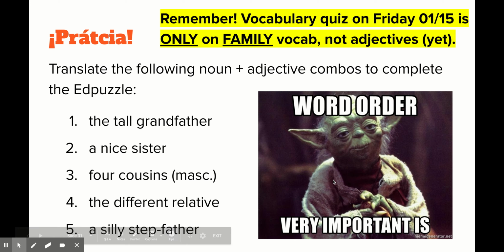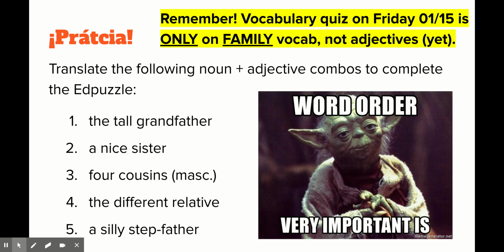Okay, the very last thing that you're going to do for me is you're going to do a little practica on the Ed Puzzle. But before you do the practica, listen closely. Remember, chicos, I have made the announcement. Everybody knows this. You have a vocabulary quiz this Friday, the 15th, and it is on only the family vocab, not adjectives yet. So don't worry about studying these adjectives just yet. I want you to focus this week on those family words, but you should definitely start studying adjectives too. Eventually you will be quizzed on them, but this Friday is strictly family vocab, not adjectives yet.